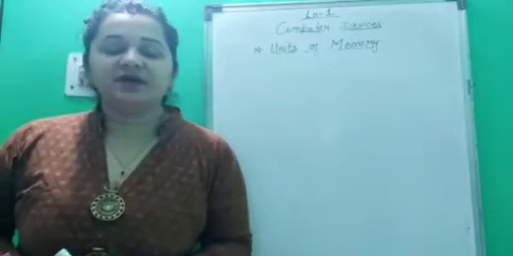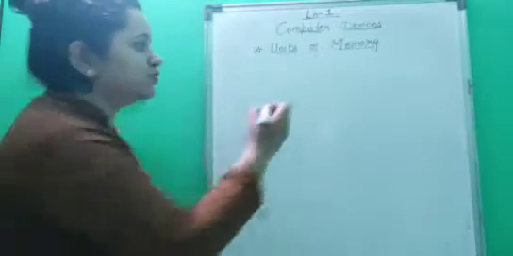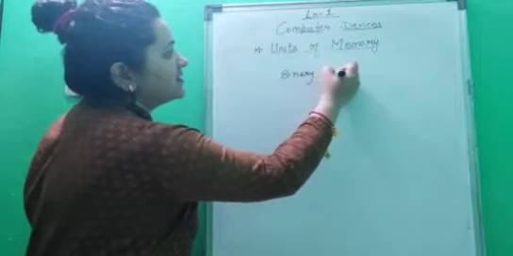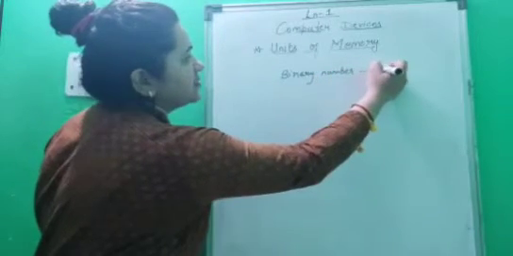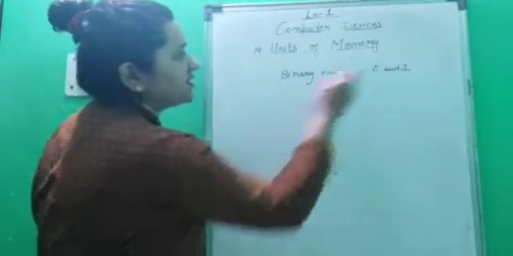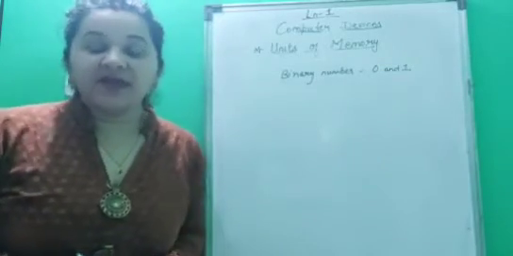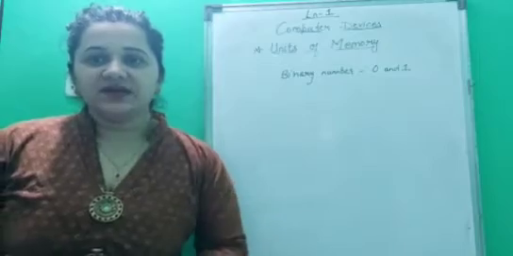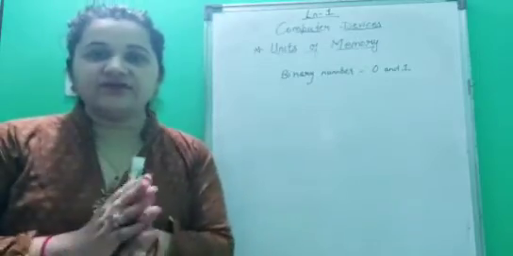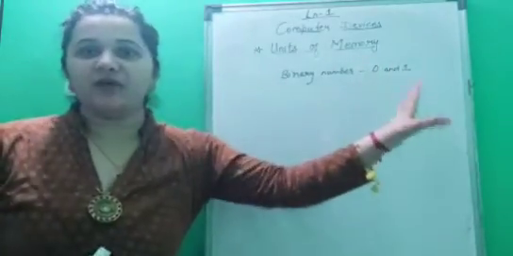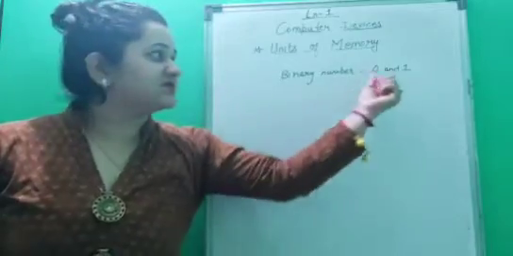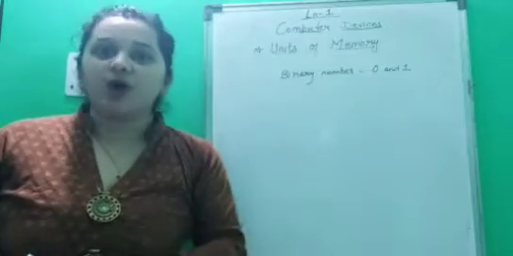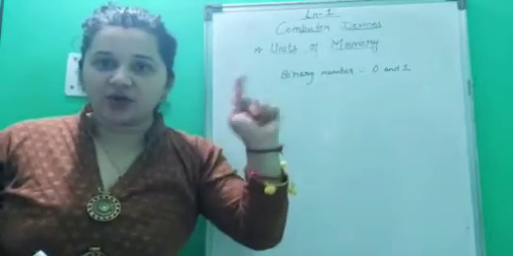And you must have heard about binary numbers. Do you know what binary numbers are? Binary numbers or binary digits are 0 and 1. See children, the computer does not understand our language. It understands only two digits, 0 and 1. 0 means the off state and 1 means the on state, like a switch, on off.